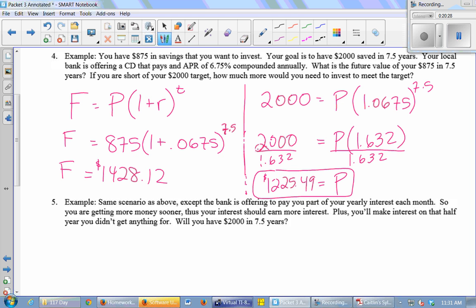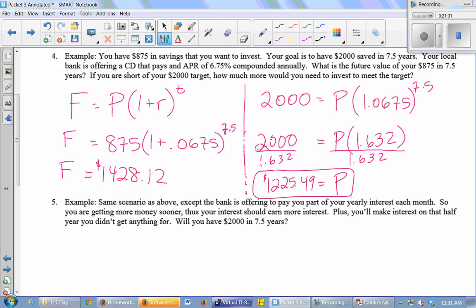Okay, now same scenario as above, right? Except the bank is offering to pay you part of your yearly interest each month. So you're getting more money sooner. So instead of at the end of the year, you know, on December 31st, where they pay you 6% interest, now they're going to pay you a little bit of your yearly interest every month. So plus you're going to make interest. So your interest should earn more interest, and you're going to make interest on that half year.